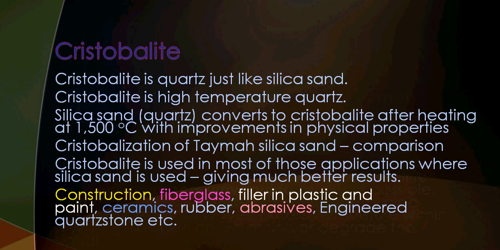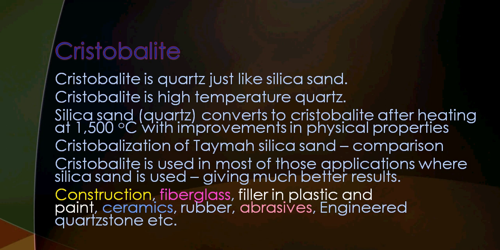Cristobalite. Cristobalite is quartz, just like silica sand. Cristobalite is high temperature quartz. Silica sand, that is quartz, converts to cristobalite after heating at 1500 degrees centigrade. And what happens during this heating? The formula remains the same. Cristobalite is SiO2, quartz is SiO2, but the crystal structure changes, and by the conversion of the crystal structure, the physical properties are enhanced. There is improvement in the physical properties.